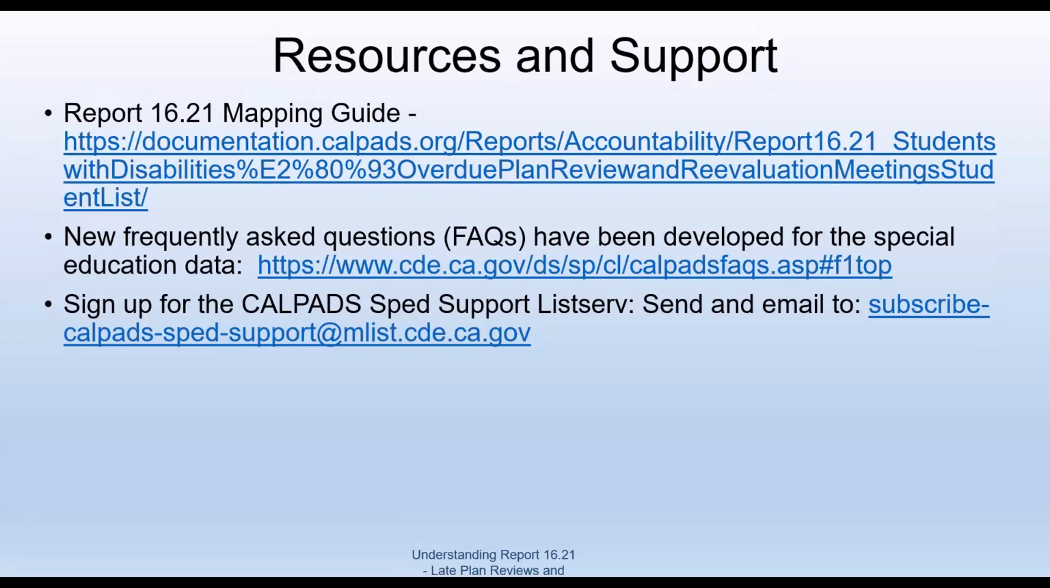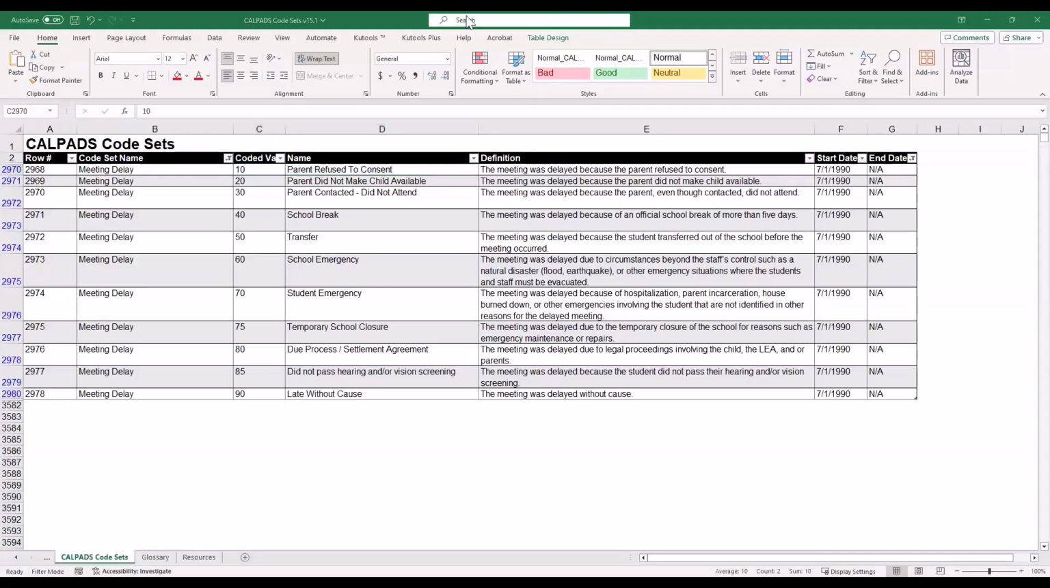Okay, so this is the CALPADS code sets document. These are the valid delays. So if the parent was contacted, did not attend the annual, you would use meeting delay 30.